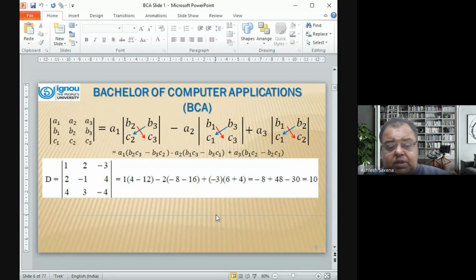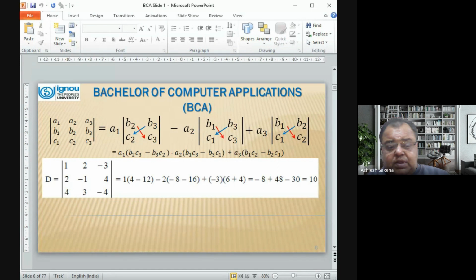Should I repeat? Because this is the basic thing you will be doing in determinants, and we will be using this concept in two applications. Okay, no worry. Just a quick revision, I will be repeating it.